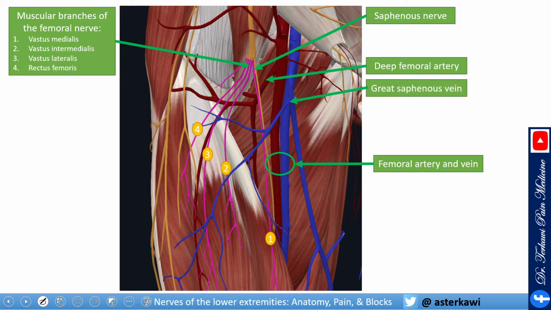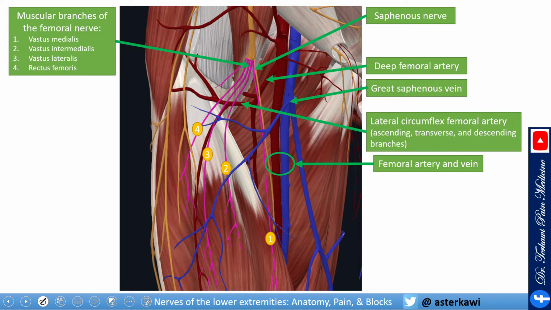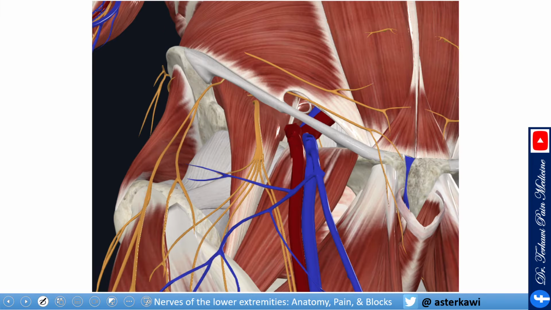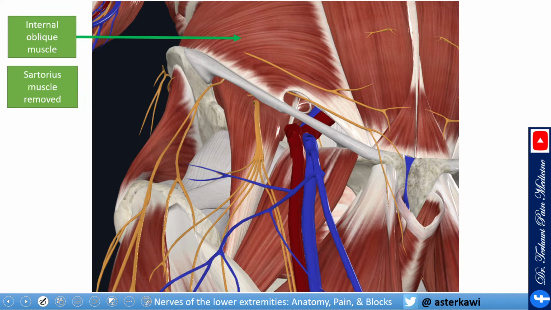And here is the great saphenous vein before it gives you the femoral artery. The deep femoral artery gives you an important branch which is called the lateral circumflex femoral artery. This is very important, especially when we talk about blocking the vastus lateralis. Why? Because the vastus lateralis, as you see here, runs with the descending branch of the lateral circumflex femoral artery. So here, just a different angle, you see the internal muscle, which is at that level.